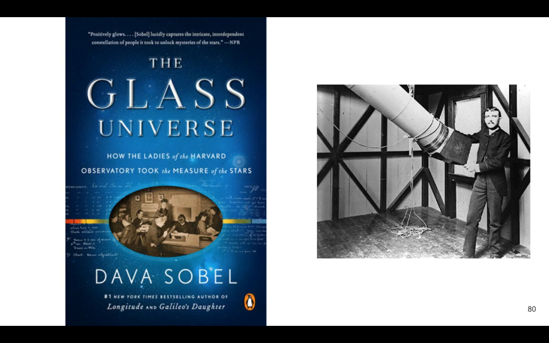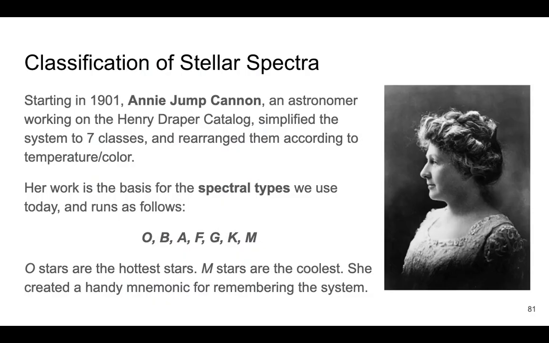And a couple of early heroes in astronomy in this. We'll talk about two of them today. There's another one, Henrietta Swan-Leavitt, who we're not going to talk about. But we'll talk about two of these very important women at the Harvard Observatory in the late 1800s, early 1900s. So the first one is Annie Jump Cannon.